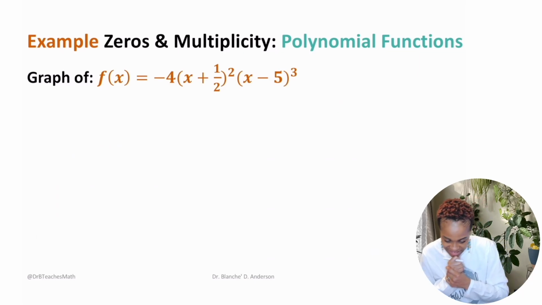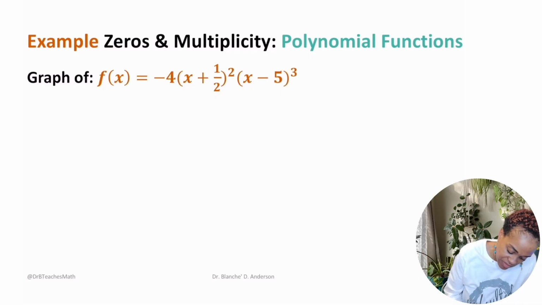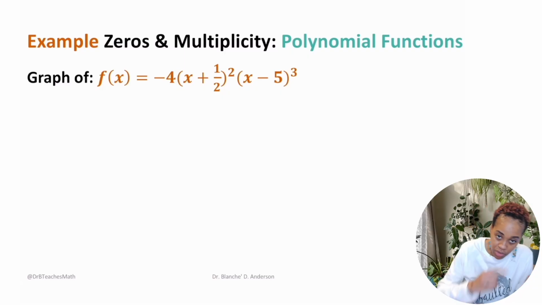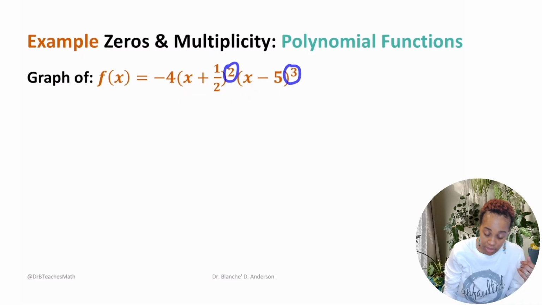All right, let's look at this one. Y'all are probably like, Lord, don't let it get you down. Take each piece and let's set it equal to 0. Remember, this just means it duplicates that many times. It duplicates 2 times, it duplicates 3 times.